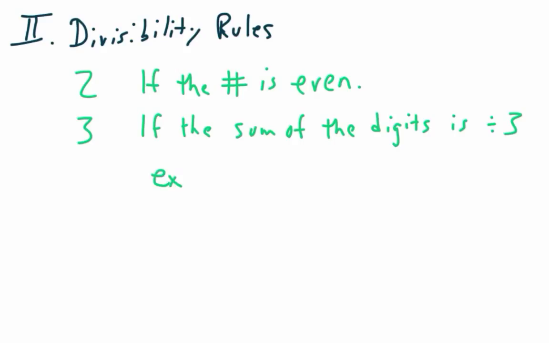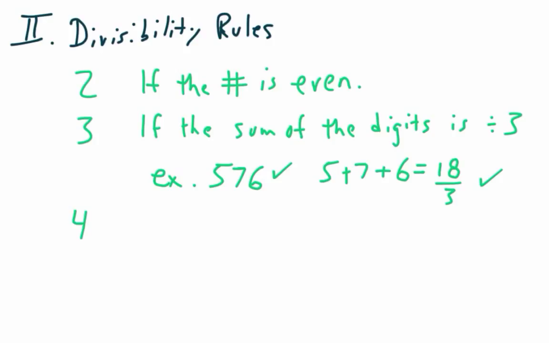So for example, if we have 576, is 576 divisible by 3? Well, if you want to check it, you do 5 plus 7, 12, plus 6 gives you 18. Can you divide 18 by 3? Yep. So 576 would be divisible by 3. That doesn't help us find the answer, but you could at least know, is it going to work out nicely? So add up the digits, however many digits there are. If you can divide that sum by 3, it's divisible by 3.